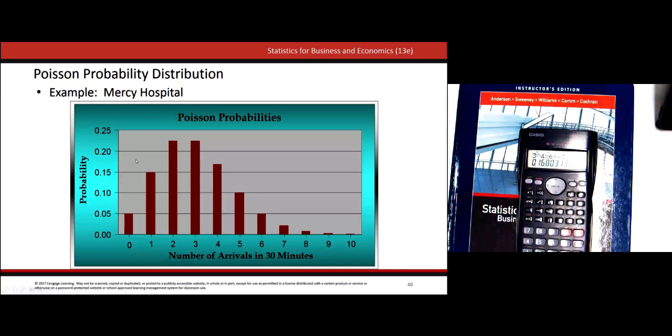And here we see the Mercy Hospital number of arrivals in 30 minutes. You can calculate all these probabilities. As you see, there's no finite upper limit, so X can be, in this case, 0. You may have 0, 1, 2, 3 patients, no finite upper limit. But even for 10, we have very small probability, so it's almost 0.